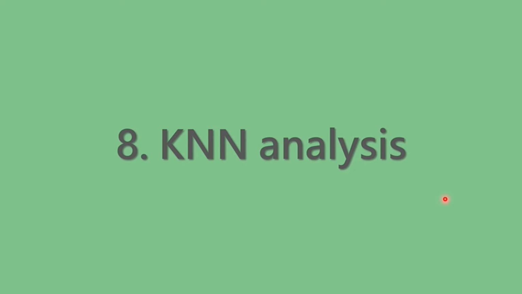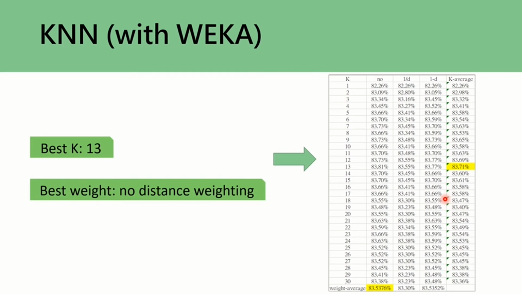Now I will talk about KNN analysis. In Weka, the value of K is from 1 to 30. I use no distance, 1 divided by distance, and 1 minus distance weight. Then I guess the best K is 13, and best weight is no distance weighting.